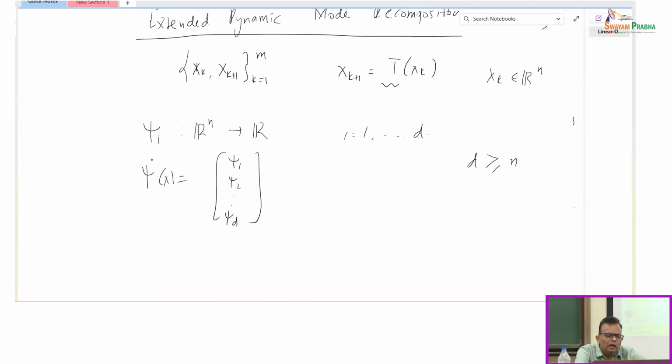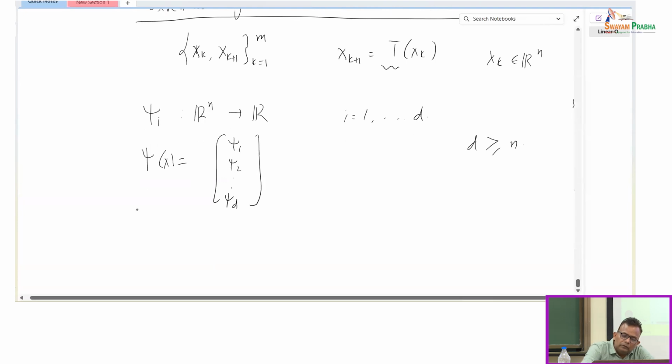So rather than describing the evolution, this is what I was talking about. Now we are using a lifting function to go into a high dimensional space, and then try to describe the evolution of these observables rather than the evolution of the states themselves. Okay. So you have psi of x, and similarly you have psi of x prime.